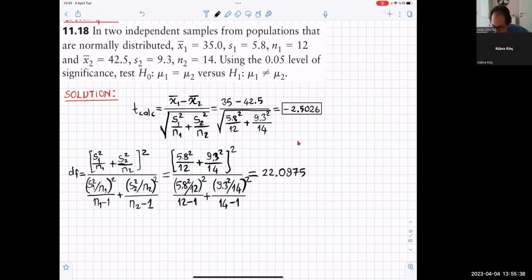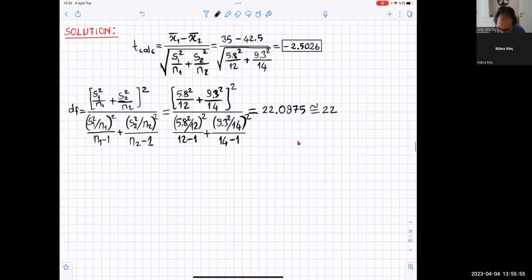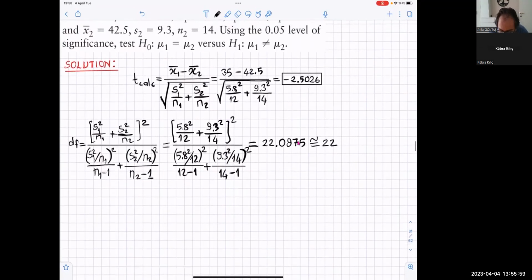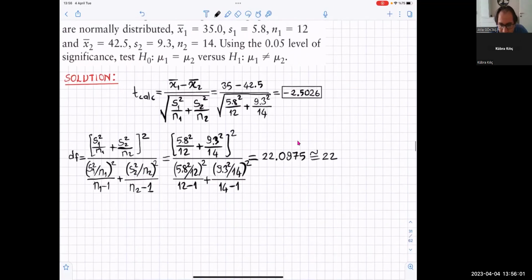Remember, before the break, I have told you that the degree of freedom will always be an integer value because we can't run the degree of freedom for decimal places from the table. So I'll have to round it to the closest integer, which is 22. I'll use 22. So the critical, I have two critical values because alpha level is 0.05.